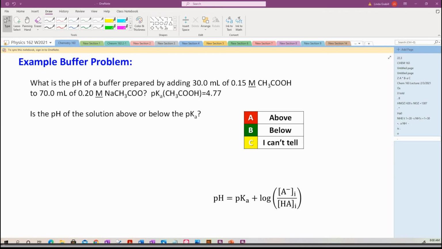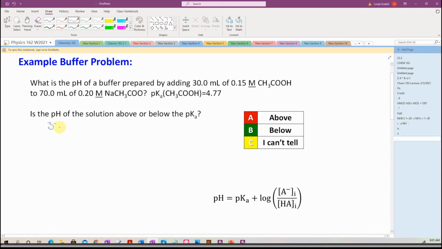And I want to know, first of all, do you think that the pH of the solution is going to be above or below the pKa? So I look at this and I'm thinking, okay, my 0.15 molar and only 30 mLs of that, and that's the acid, and 70 mLs of 0.2 molar sodium acetate. So my inclination is that it's going to be greater than, but I want to do some math real quick to figure it out, because whichever one has the larger amount of moles is going to dominate this solution.